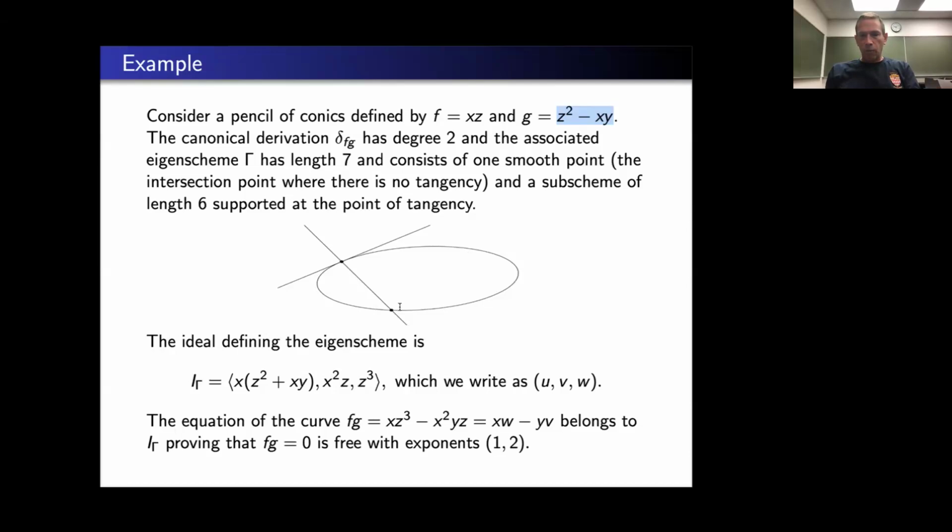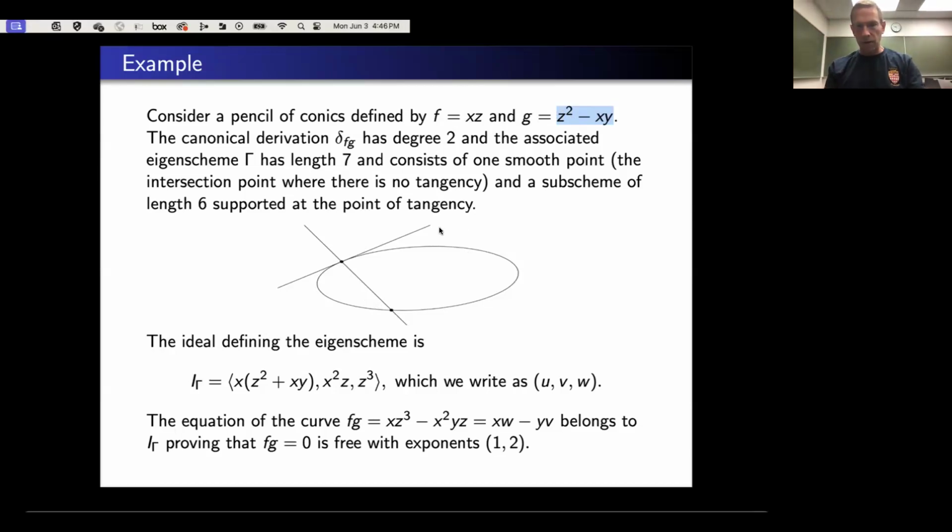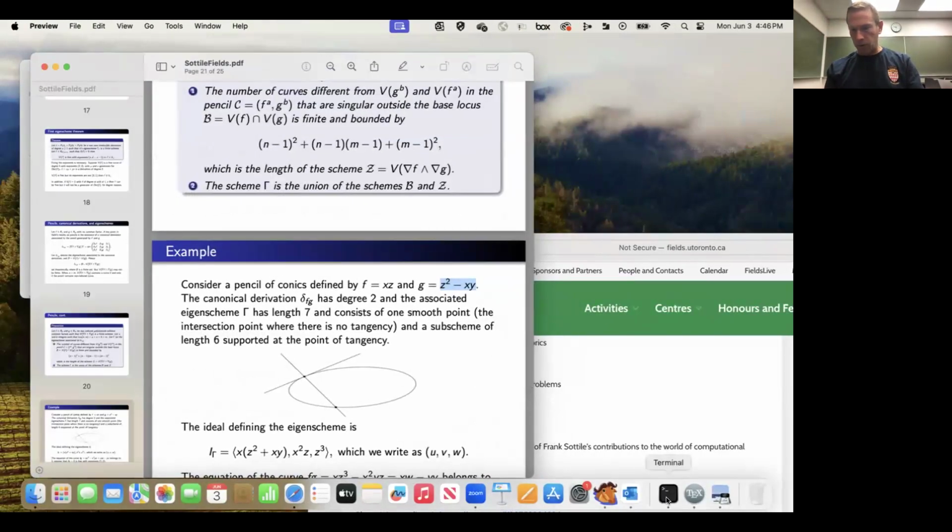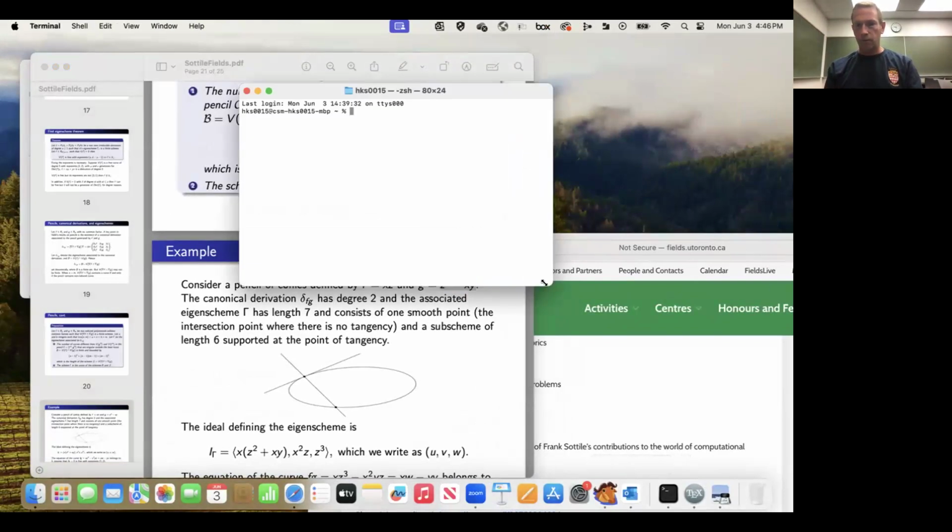And I want to take a little pause for a minute here. So what do we have? I want to convince you that these things are also, one of the things in the title of the conference is computational. Let's do this computation. So we've got xz. I'm paying homage to the fact that the conference is in Canada, and we have z squared minus xy. So let me get out of here for a second. Let's go pull up a terminal window and do this in Macaulay 2.